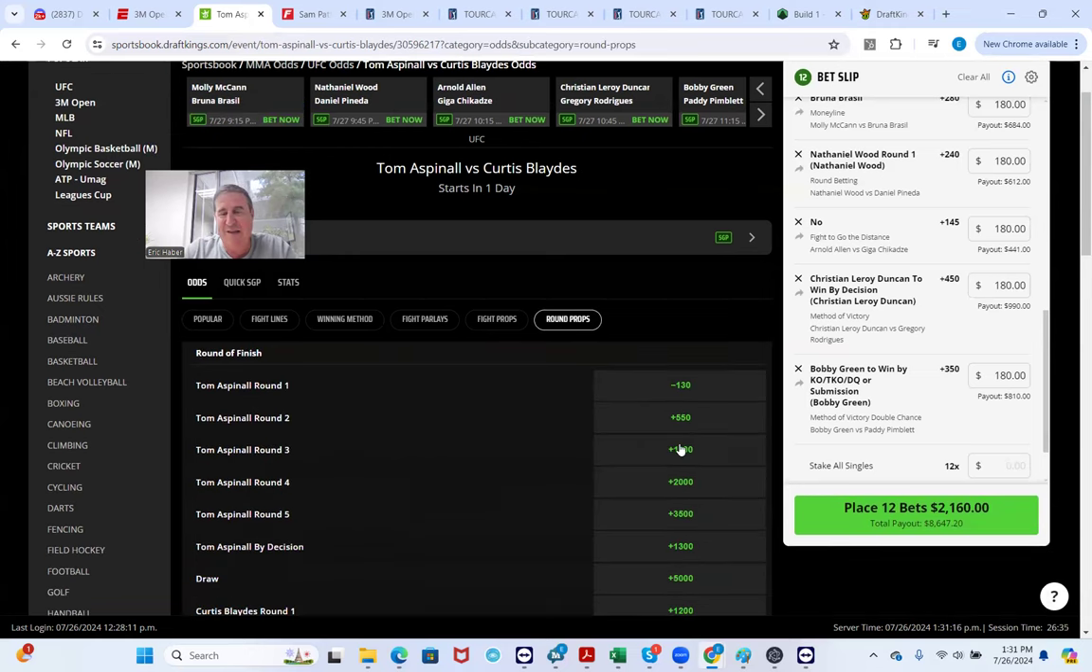Aspinall round three. You're not even getting the right odds. Can't even get 11-1 on it. But Aspinall by decision, +13-1. Now that is something that no one's expecting, right? Because Aspinall's never made it out of round two, right? As a matter of fact, I'll bet you that Aspinall by decision is longer than Blaydes by decision.